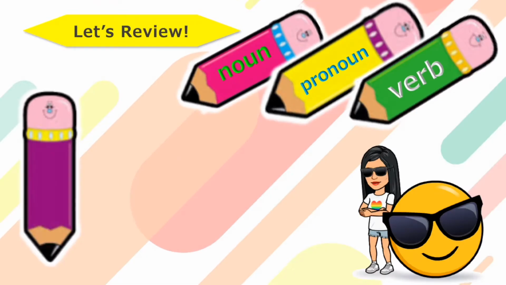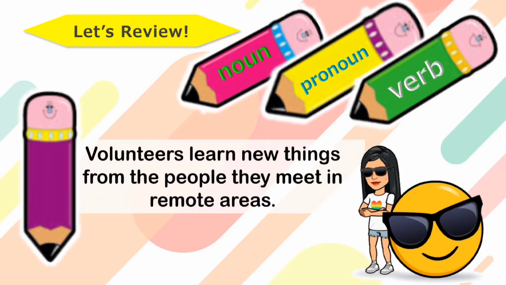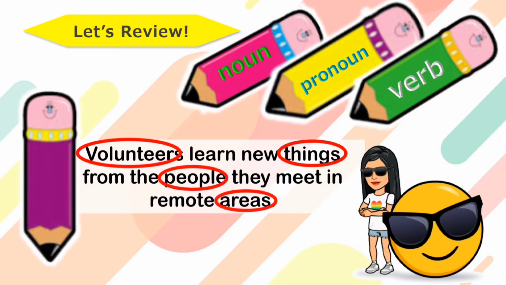Now let us see if you can identify the noun, pronoun, and verb in this sentence. Volunteers learn new things from the people they meet in remote areas. In this sentence, can you spot the nouns? Let's try to encircle them. First, we have volunteers. Do we have more? Yes. Things. And we still have more. People. And of course, we have areas. Volunteers, things, people, areas are nouns.